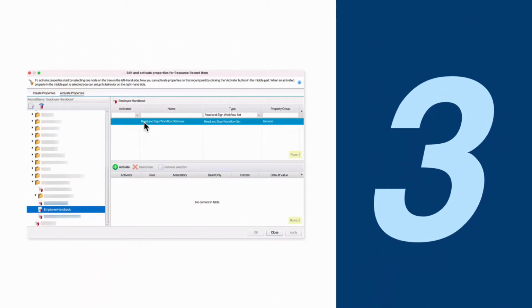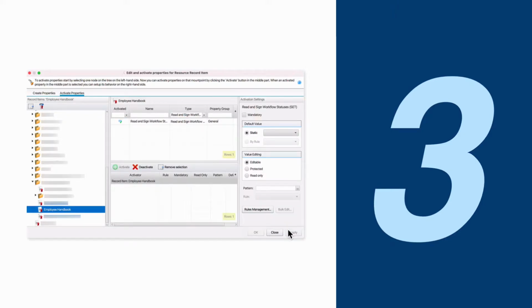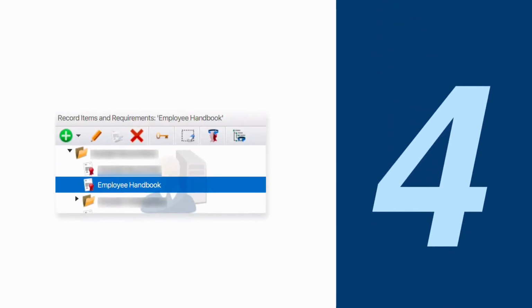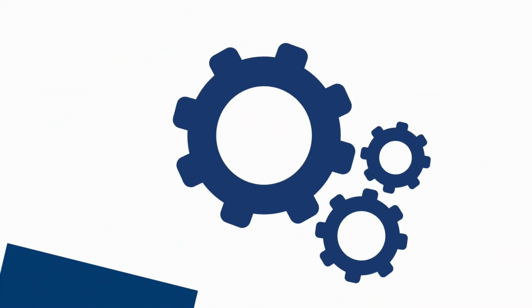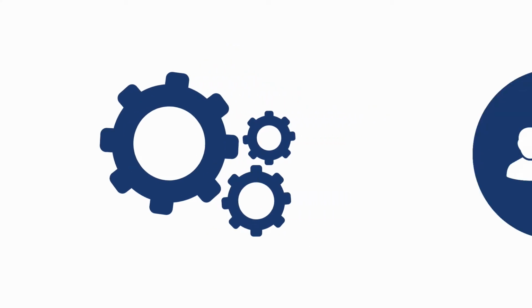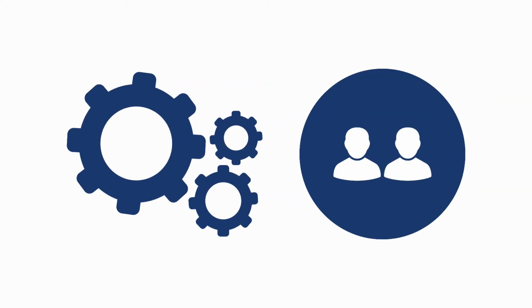3. Create and activate a resource record item property for the statuses and define the first status, provided to read, as the default value for the resource record item property. The workflow won't trigger until the property has that value. 4. Assign a resource to the record item. For example, employee handbook.